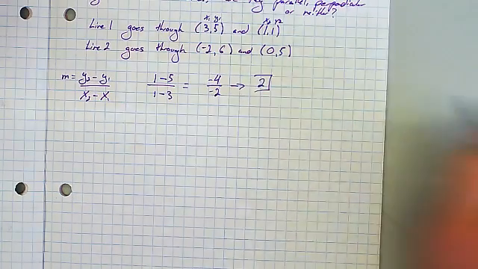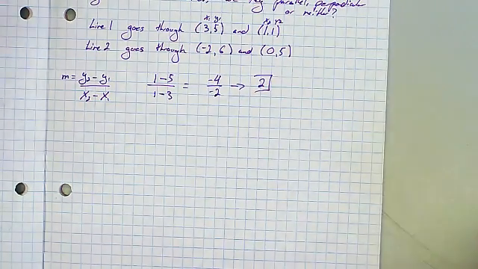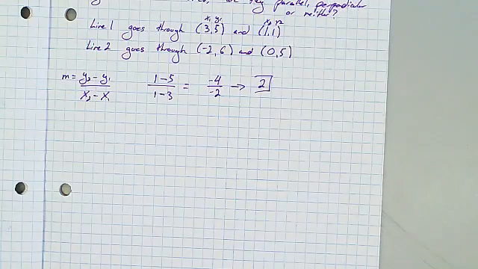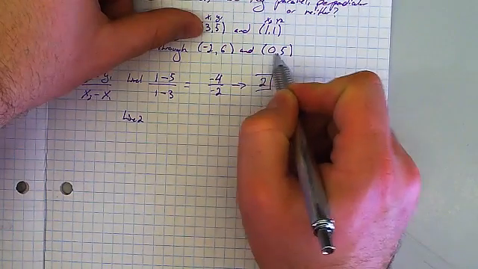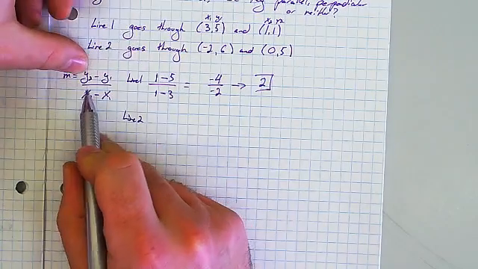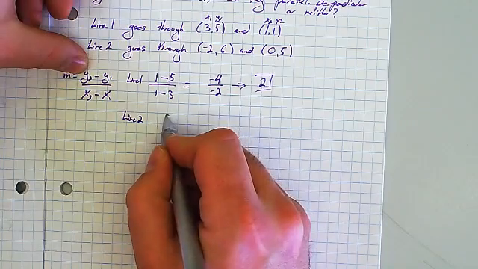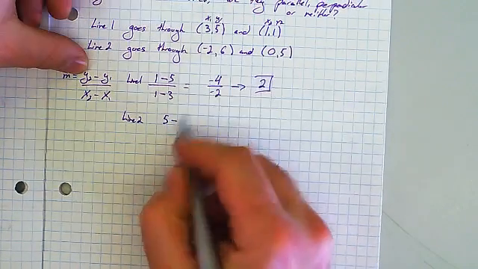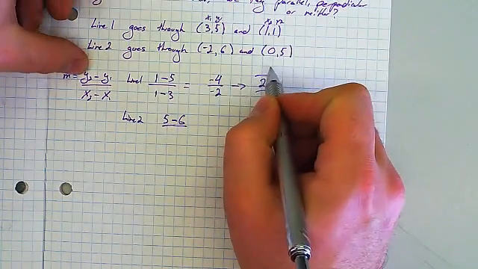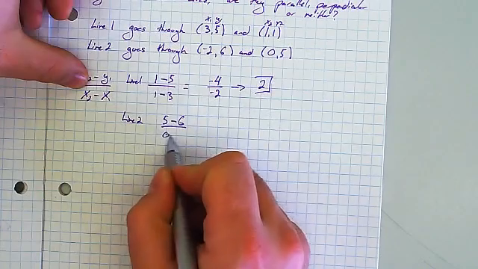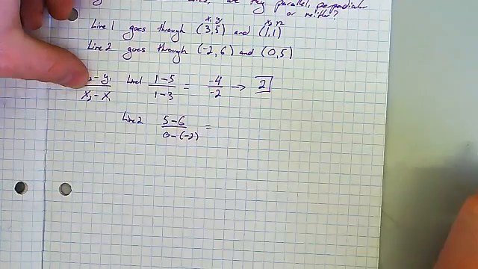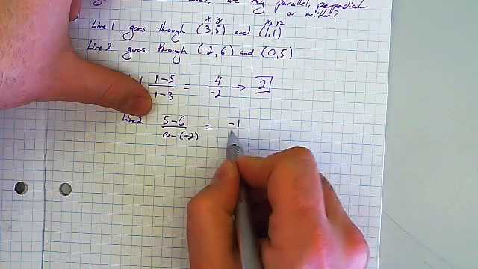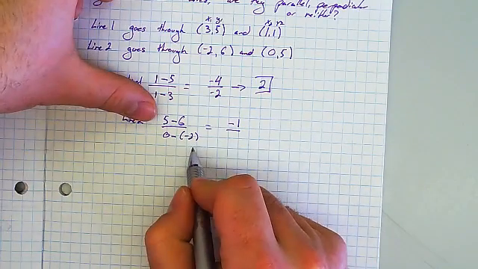We're doing the same thing. This will be x1, y1, x2, y2. So y2, so 5 minus 6 divided by 0 minus -2. 5 minus 6 is -1. 0 minus -2 is the same thing as saying 0 plus 2. So we have a slope of -1 over 2.